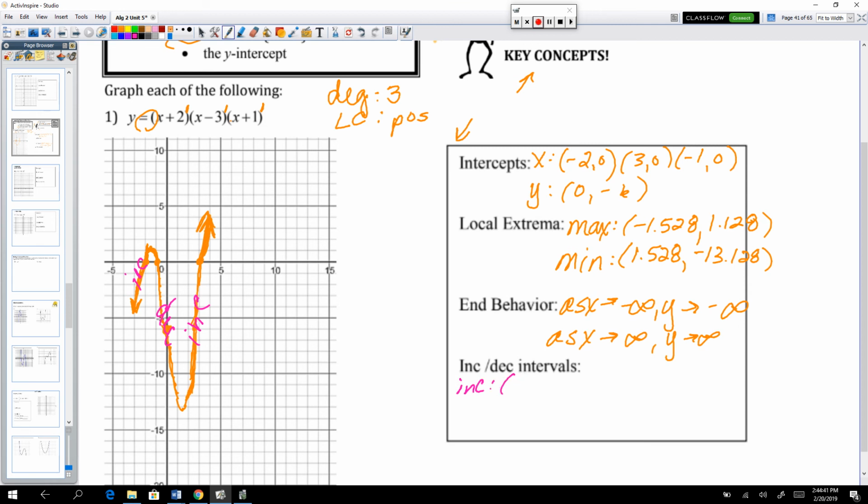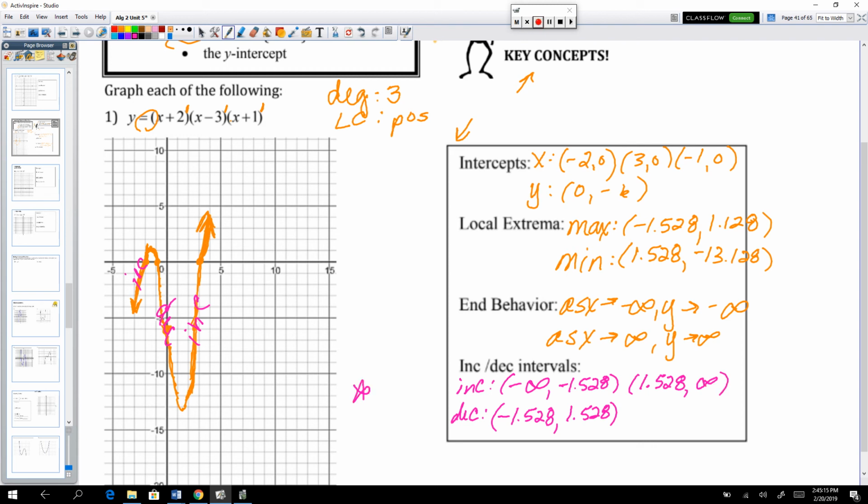Increasing, I know I start increasing at negative infinity, and I stop increasing at that little local max, that extrema. The x-coordinate of that is negative 1.528. Then I begin decreasing. At that same location, negative 1.528, I begin decreasing. And I continue decreasing until the minimum coordinate of 1.528. Then I begin increasing. I begin increasing immediately at 1.528 and continue increasing forever to positive infinity.